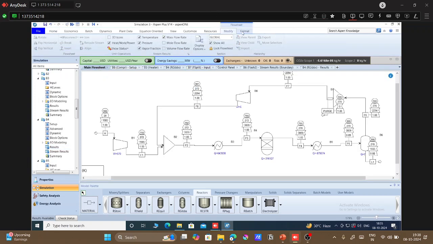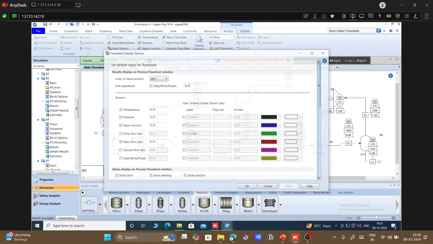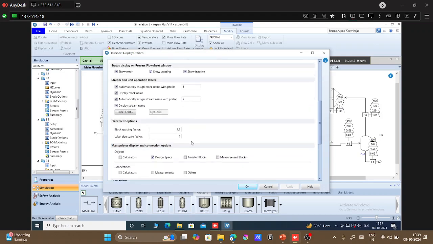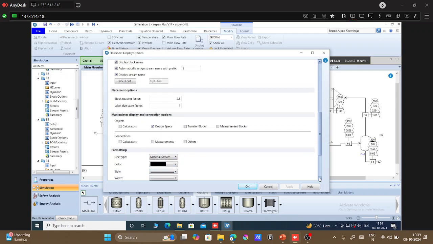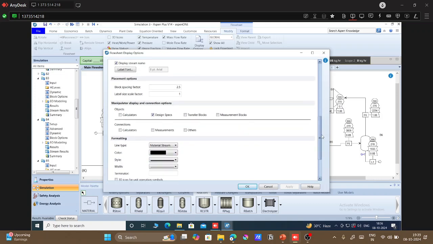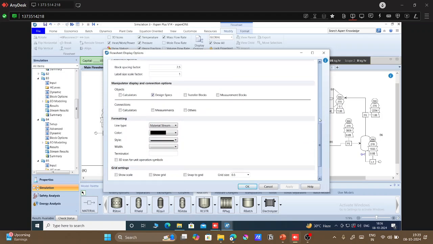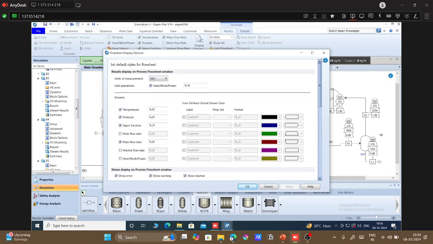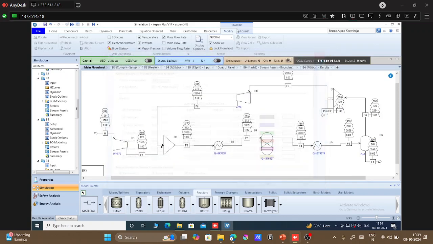I want to show this value in kilowatt. Let's change this option first. Heat work. Format.